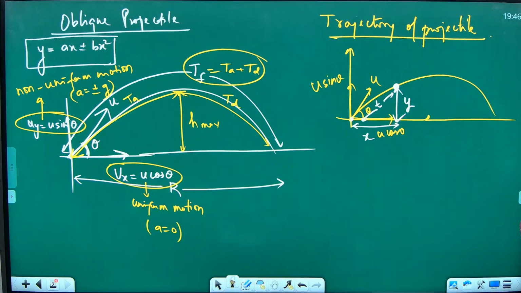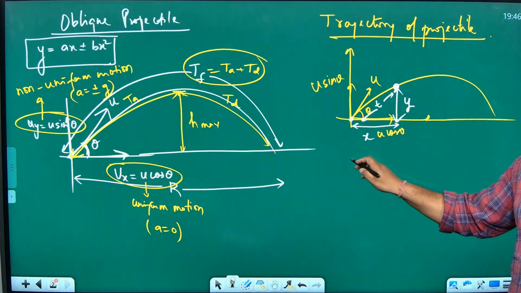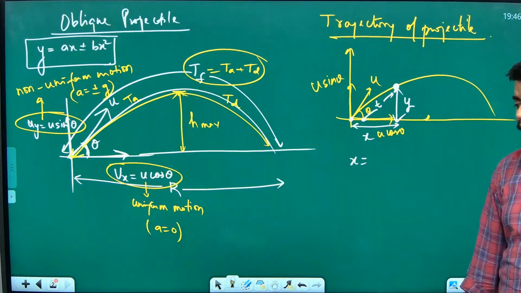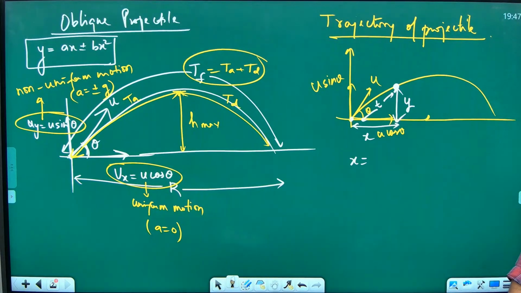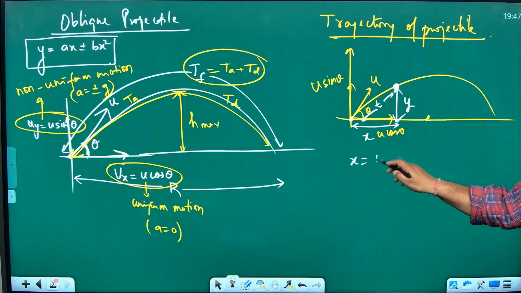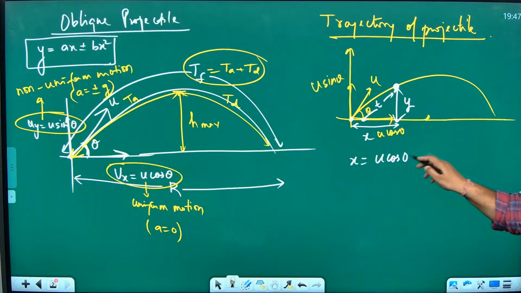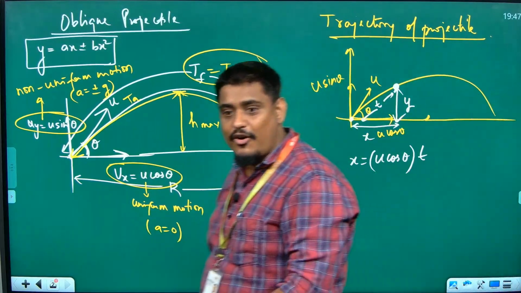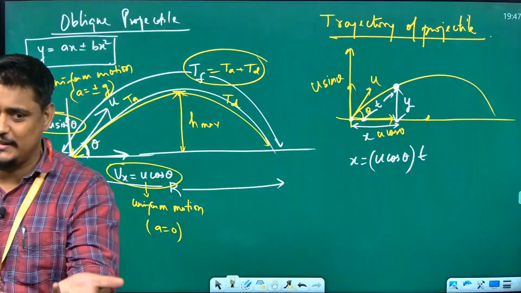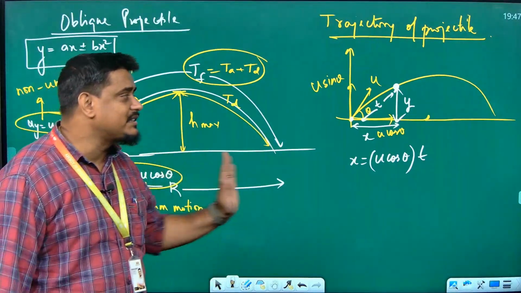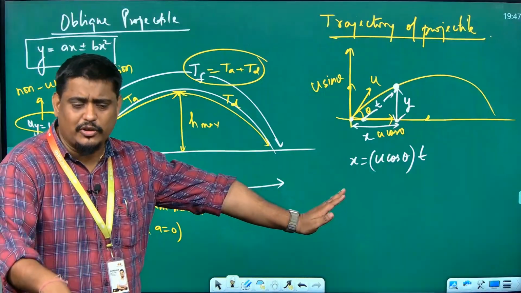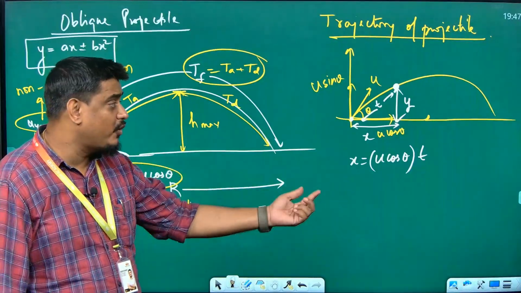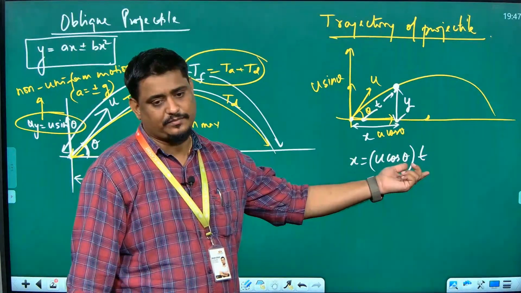Small simple thing. If I want to find the value of x, x will become equal to what? What is the formula of displacement? ut plus half at square. But a is 0 here. So, ut, which u? u cos theta. Why did I write u cos theta? You understood? Because the horizontal component is u cos theta and horizontal distance is because of the horizontal component of velocity. That's why I wrote u cos theta into t.